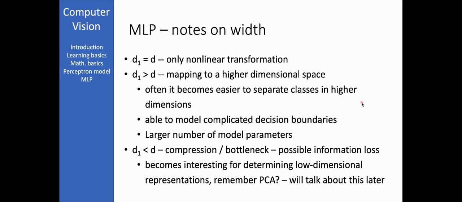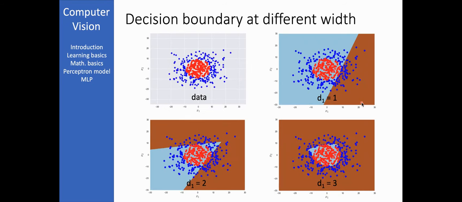When D1 is larger than D, so the width of my hidden layer is larger than the dimension of my input, then I take the input and map it to a higher dimensional space. And there, it often becomes much easier to separate classes. You're able to model much more complicated decision boundaries, and the cost of that is a larger number of model parameters. But as we've seen in the previous example, separating these classes only became possible when we mapped the two-dimensional input space to 3 dimensions.